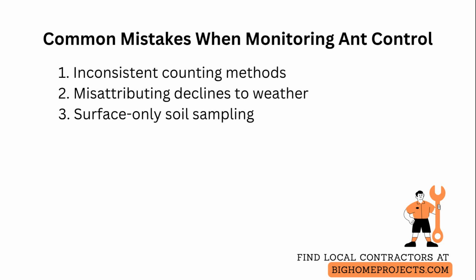Another problem is attributing ant decline to amendments when seasonal weather or pest cycles are responsible, so always record rainfall and temperature trends, and continue monitoring across multiple seasons before declaring success.